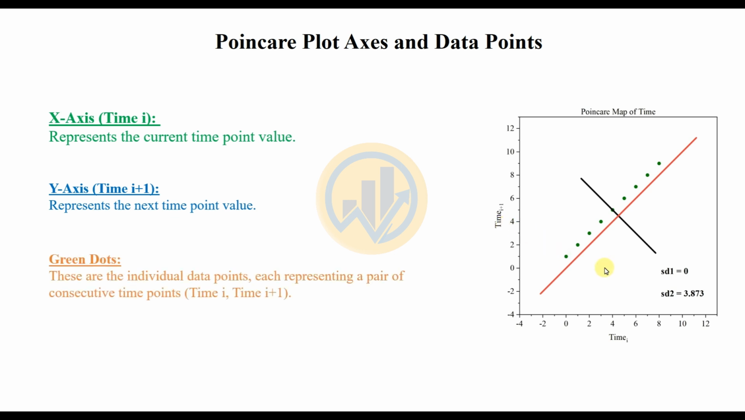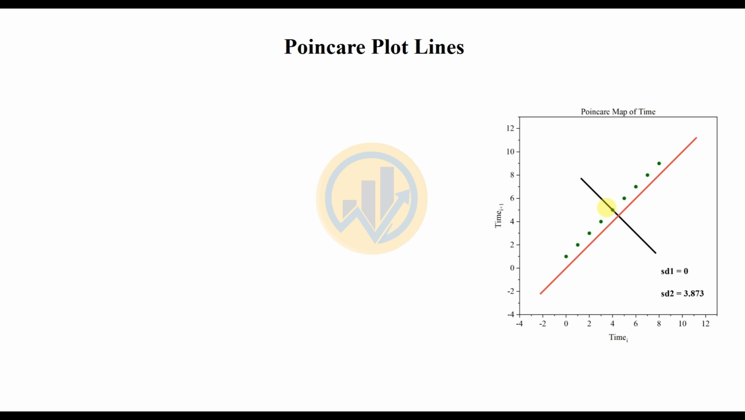Next, the green dot. This is a green dot. Those are the individual data points, each representing a pair of consecutive time points, time i and time i plus 1. Next, the Poincare plot lines, the red and black lines.